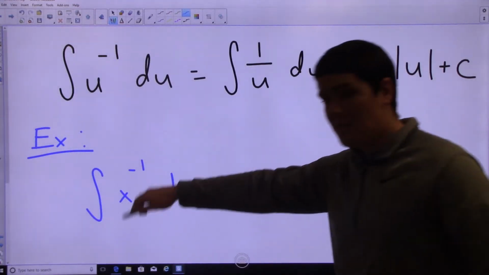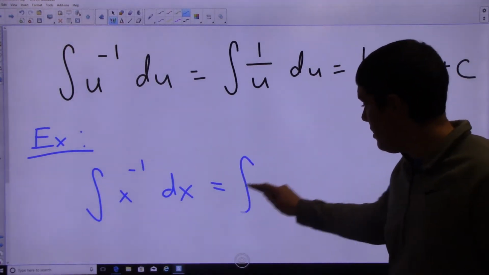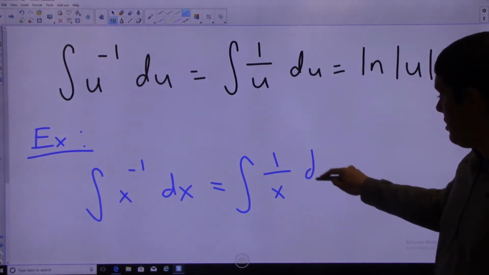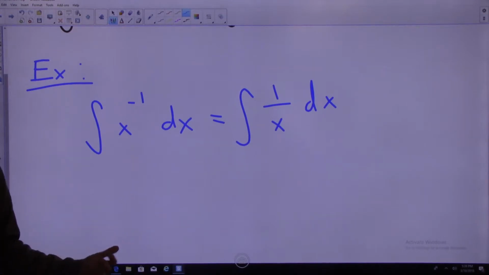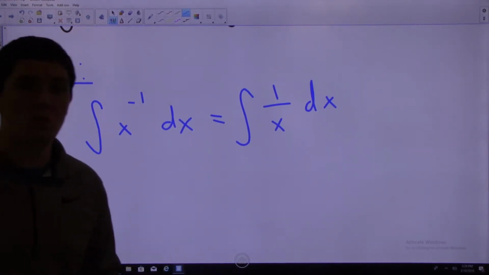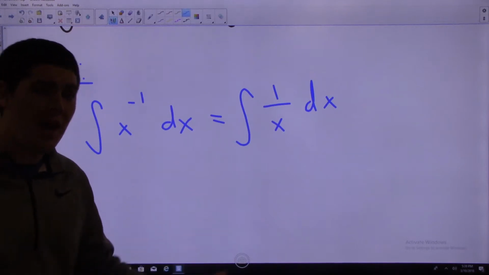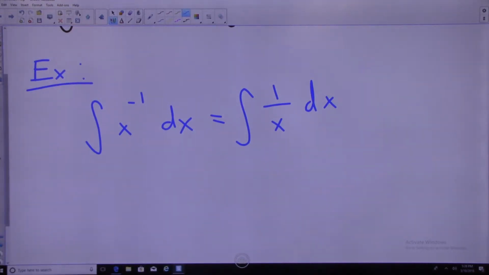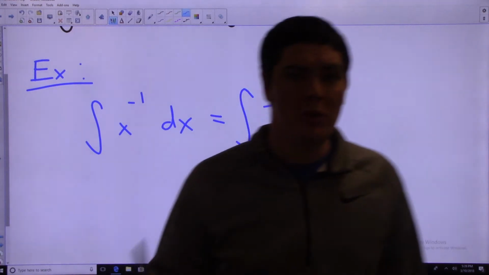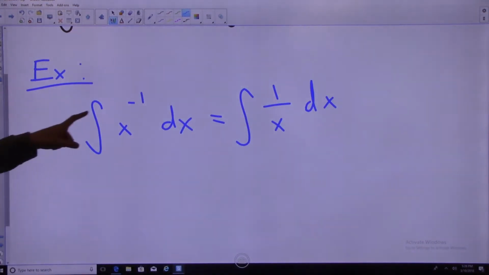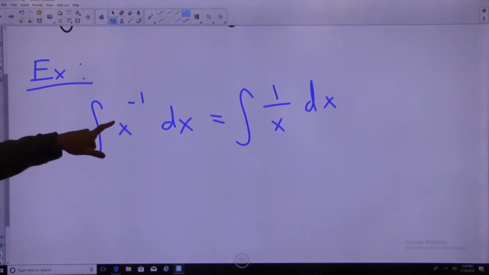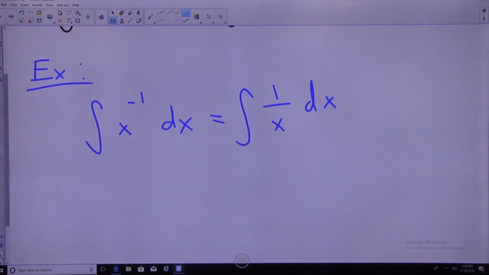Well guys, x to the negative 1, you should understand, is just 1 over x dx. Now, what I want you to think about is what we've always been doing with polynomial functions or rational functions. We add 1 to the exponent, and then we divide by the new exponent. So in this case, what happens if we add 1 to the exponent here?